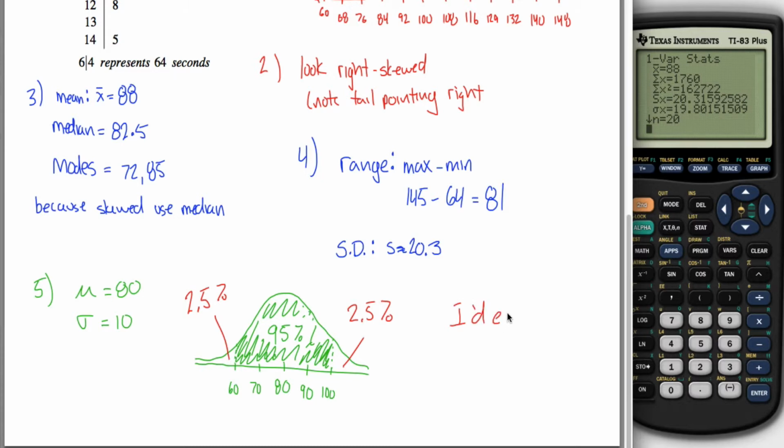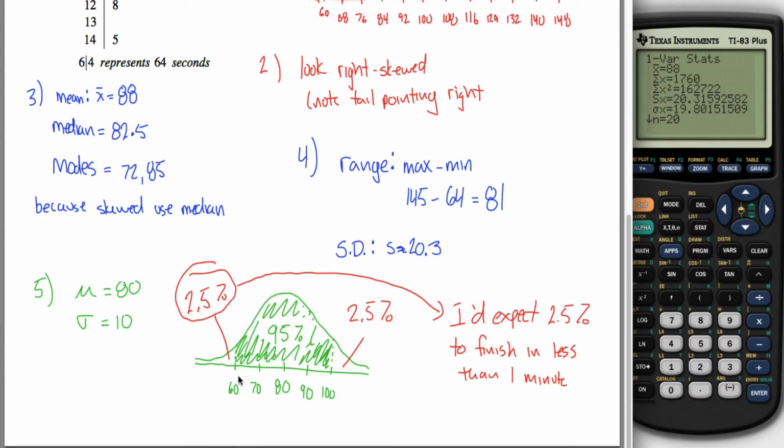I'd expect 2.5% to finish in less than 60 seconds, 1 minute. And that's because of this 2.5 right here. 2.5% down here, that means I'd expect 2.5% to finish in less than 1 minute. That's the answer to part 5.